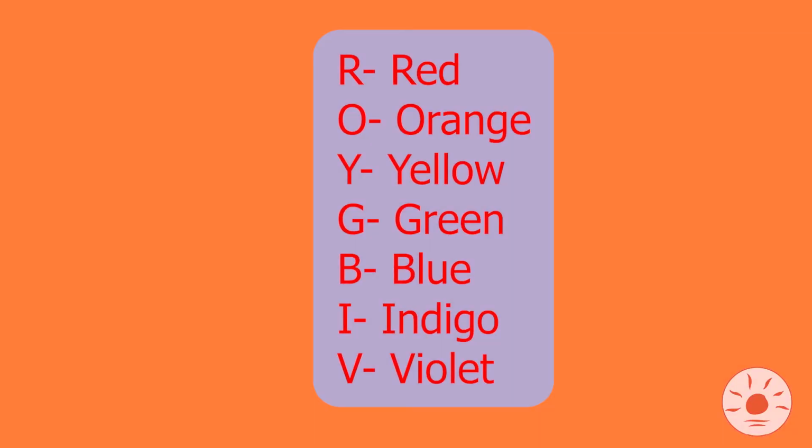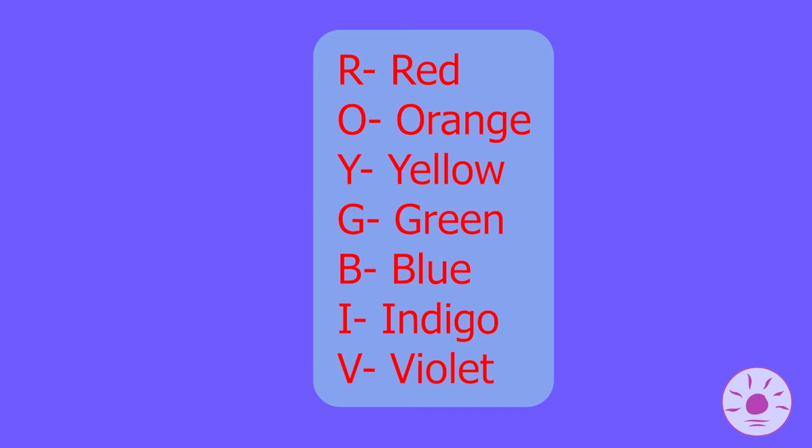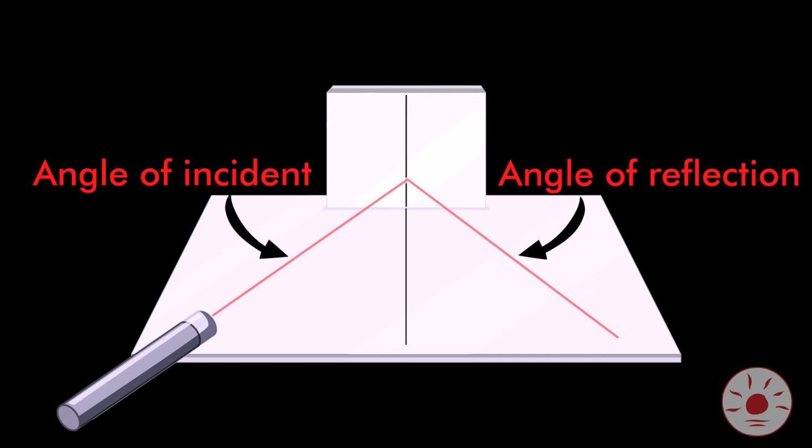So what is happening inside? First, we need to understand light and the laws of reflection. White light is a combination of multiple colors. Roy G. Biv. Red, orange, yellow, green, blue, indigo, and violet. It reflects off glass or mirror with an equivalent angle of incident and angle of reflection.